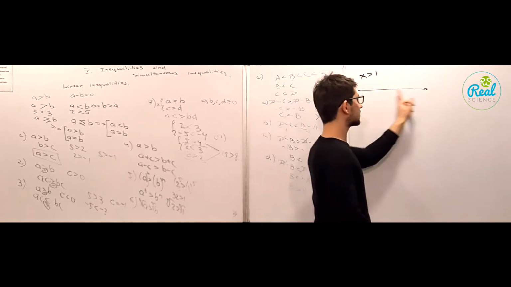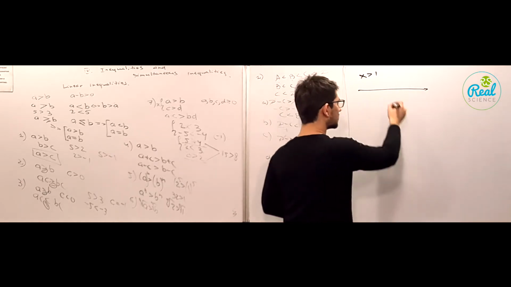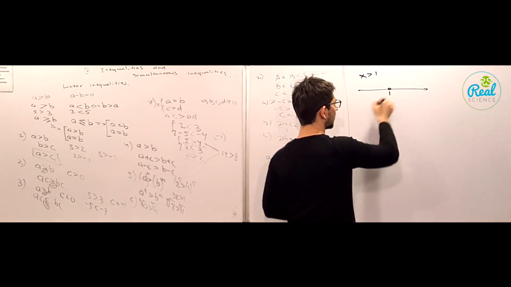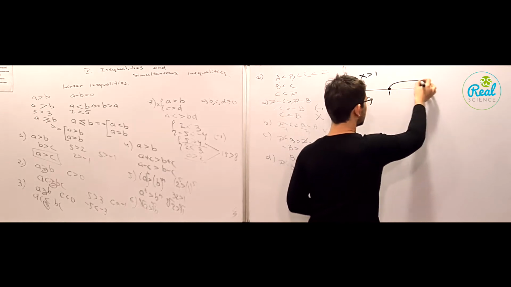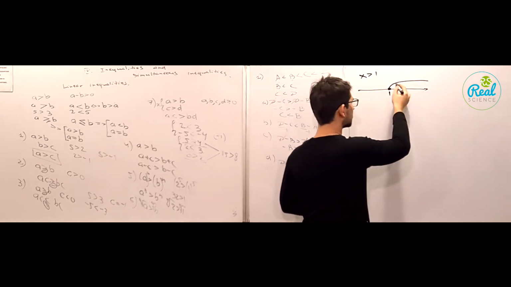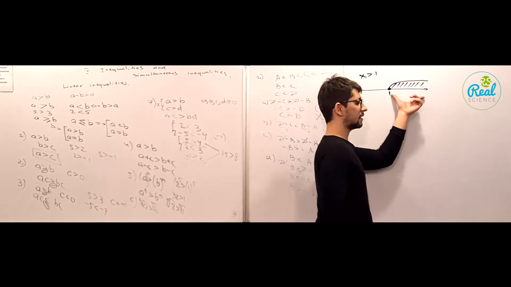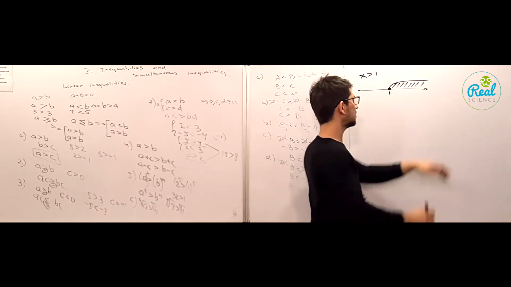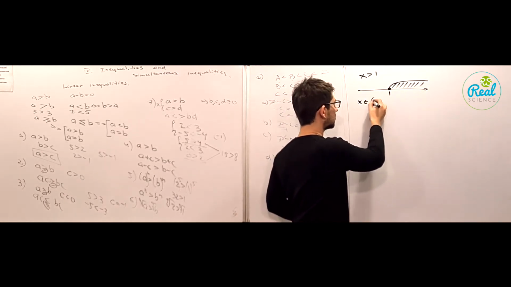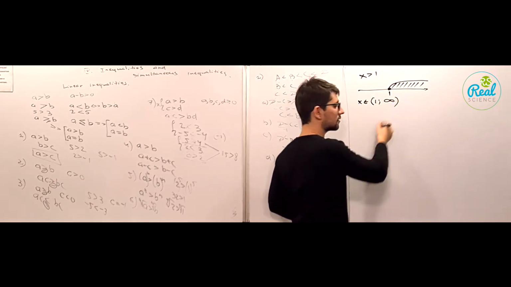First of all, this is x, right? So let's write x greater than 1, right? Some x numbers that are greater than 1. So you have to draw it to identify the interval. So x greater than 1 means your x falls within the interval starting from 1 till infinity, okay?